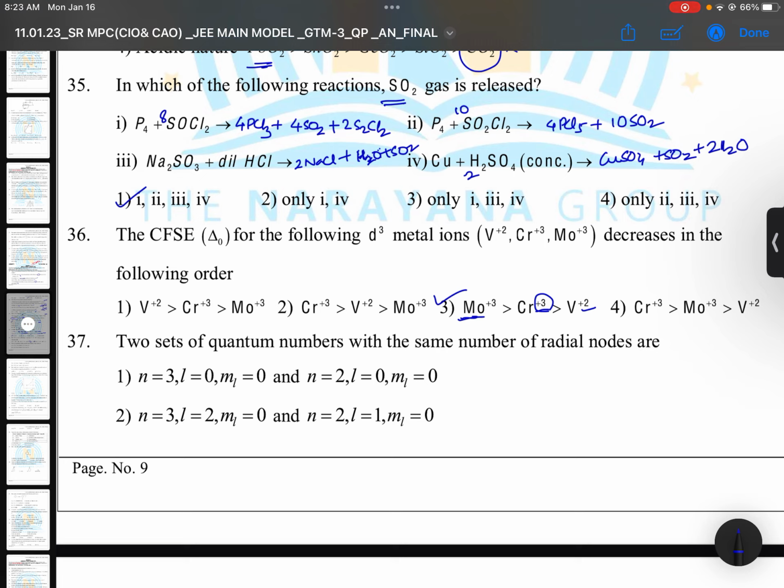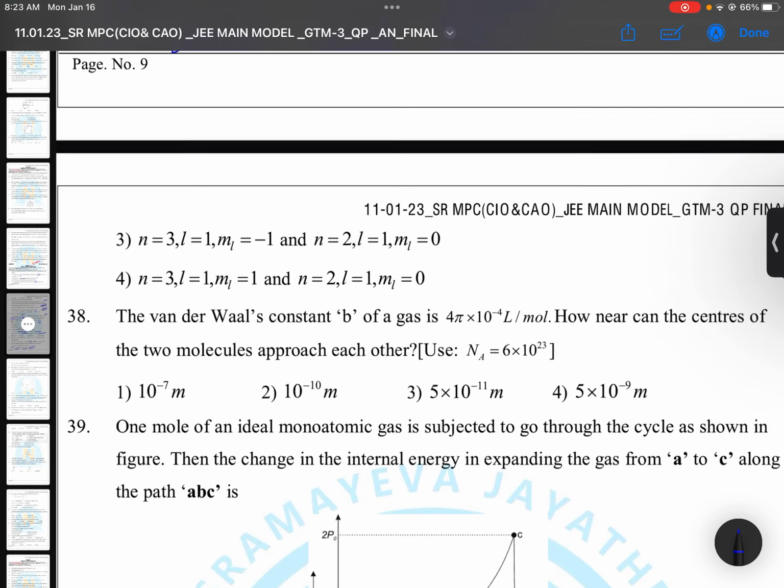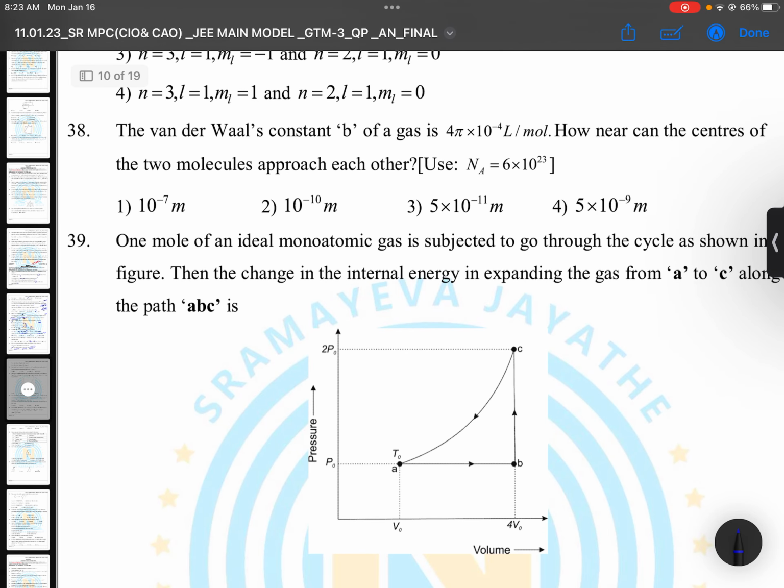Two sets of quantum numbers with the same radial nodes, n minus l minus 1 should be same. 3 minus 2 minus 1 is equal to 0. 2 minus 1 minus 1 is equal to 0. Thirty-eighth question. It's an interesting one.